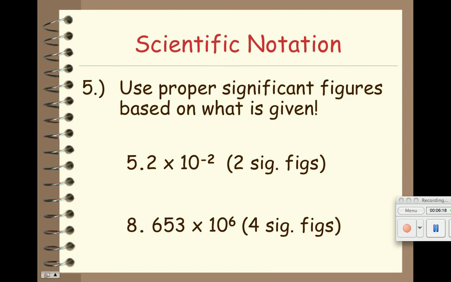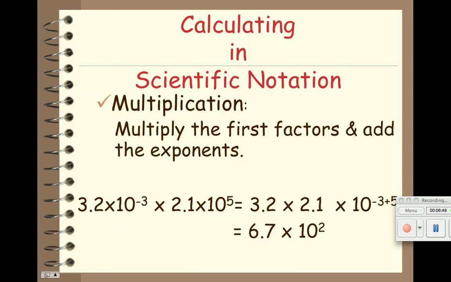So make sure that if you're changing a number to scientific notation, the number that you're expressing between 1 and 10 has the proper significant figures based on what was originally given. If the original number has two significant figures, then your number between 1 and 10 has to have two significant figures. If your original number has four significant figures, then your number between 1 and 10 has to have four significant figures. Okay, the last thing we want to do is just calculate in scientific notation.